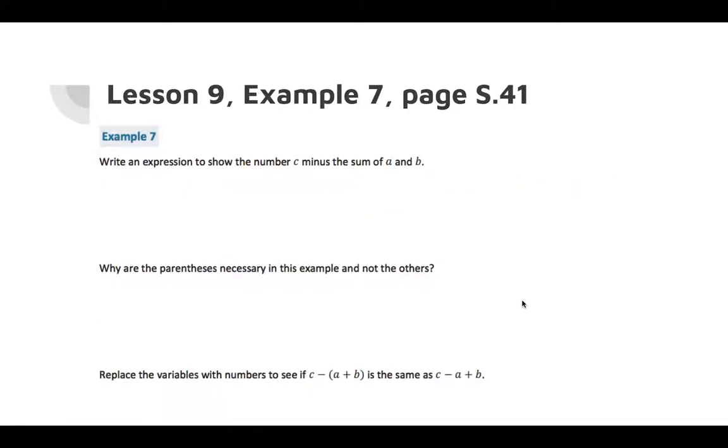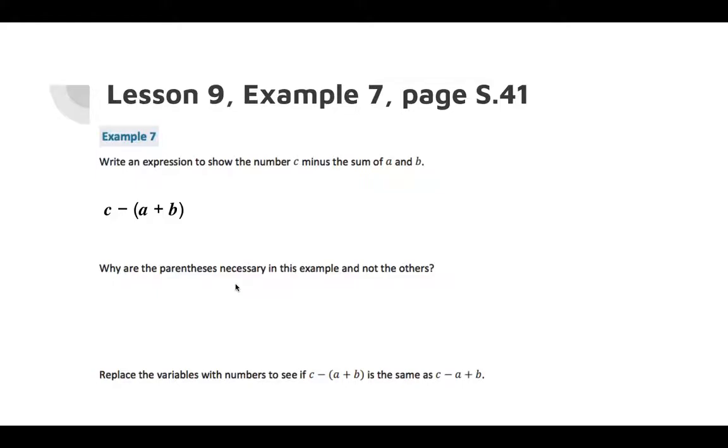Write an expression to show the number c minus the sum of a and b. That would be c minus the sum of a plus b. Okay, this time, this tells us show the number c minus the sum of a and b. They're very explicit where this minus is, and this c comes first.